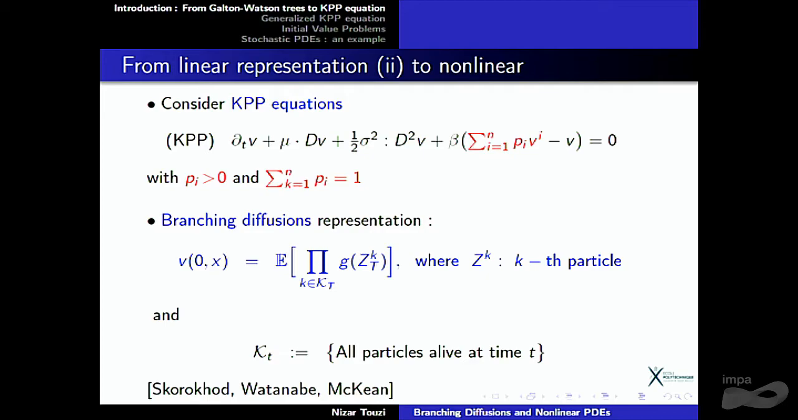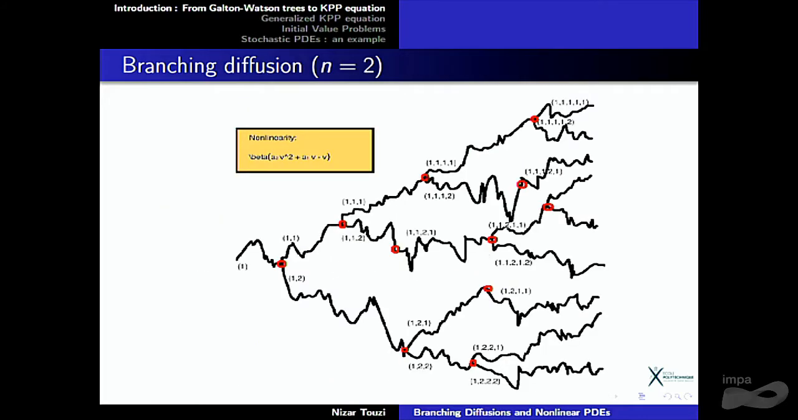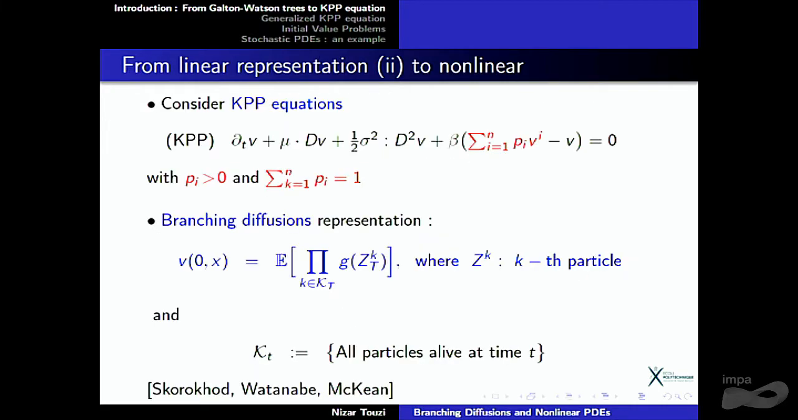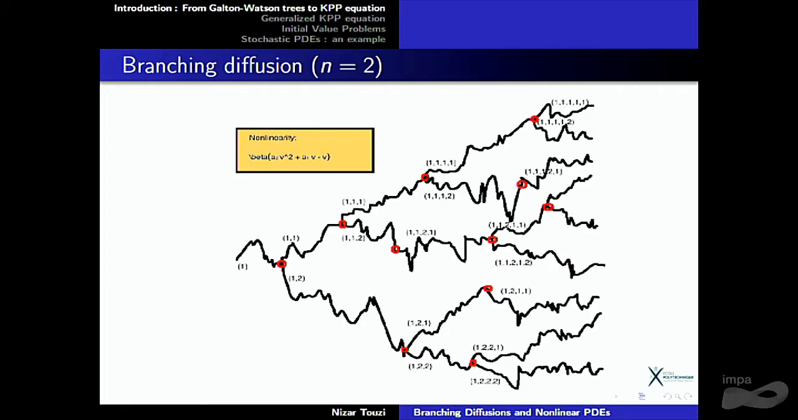Okay, so you see it's a multiplicative representation, expected value of the product over all particles of G of Z_T^k. And what are these particles? Let's see it on this graph. So you start from a parent particle, then you follow this diffusion with drift mu and volatility sigma, which you see in the equation here, the first part of the equation. And there's the beta here: at an exponential random time with intensity beta, the particle dies out. And there are some descendant particles, which are born at that date.